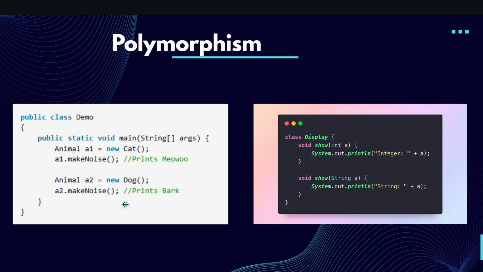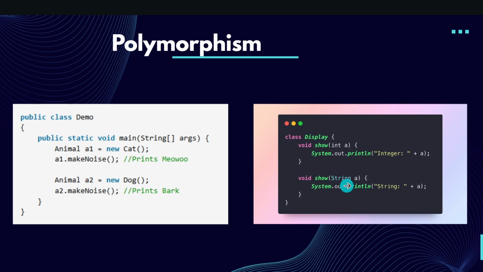I hope you understood. We have seen in the earlier slides that when you call make noise with respect to a1, it will print something. The function is the same, but the objects are different, so that's why it prints differently. That is known as polymorphism. In this code snippet also you can see we have two functions, that is show. Inside the first show we are passing an integer.